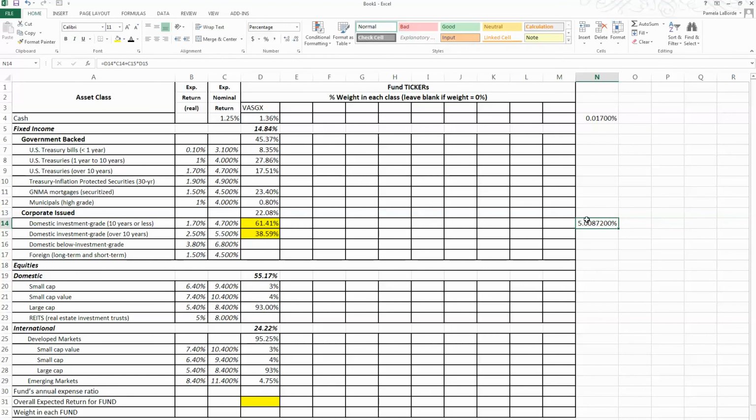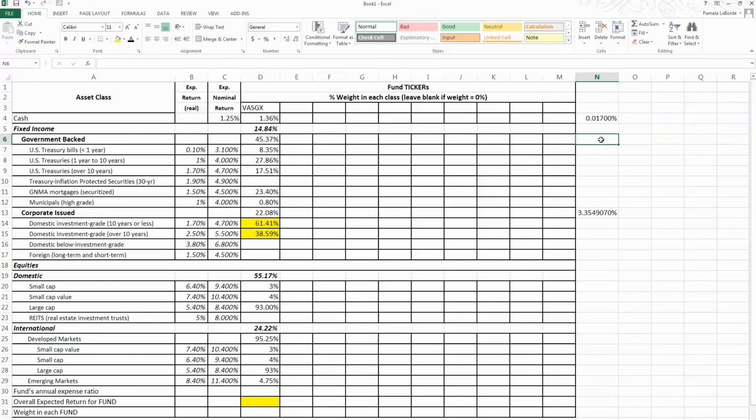But this only makes up 22.08% of my portfolio. So take that percentage, multiply by the 22.08%. So this is corporate issued bonds' contribution to the return of the portfolio. And I don't know if y'all noticed what I just did right there, but it was in this cell and I wanted to pop it up to this cell because that's the one that's the corporate issued label. I'm just trying to keep things neat.